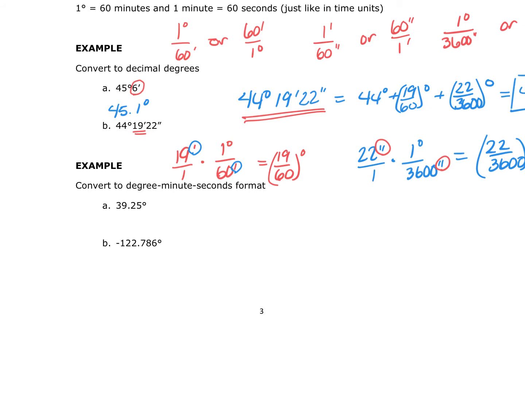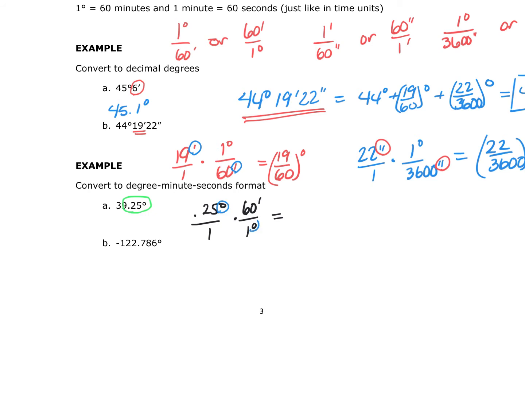This is going to be a multi-step process. So the first thing I'm going to do is only worry about the decimal degree. So I don't worry about the 39, so I'm going to take 0.25 degrees over 1. Now this time I want the degrees as units to cancel. So my unity fraction is going to be 60 minutes over 1 degree. So once again, I'm going to get my calculator out.